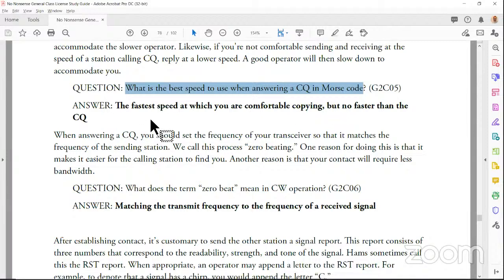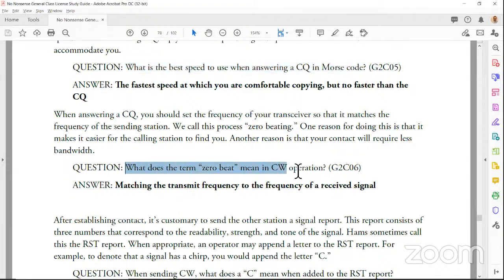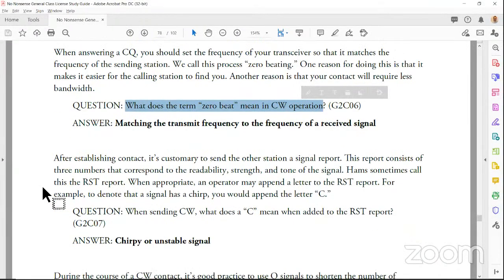In other words, if the CQ is transmitting at 25 words per minute, and you could do 30 words per minute or more, you should not go that fast. You should go only up to 25, which is what the other person can do. Of course, if you can only do 15, you should go at 15, and hopefully that person will back off and come down to meet your speed. So that's the answer. Next question, sticking with CW.